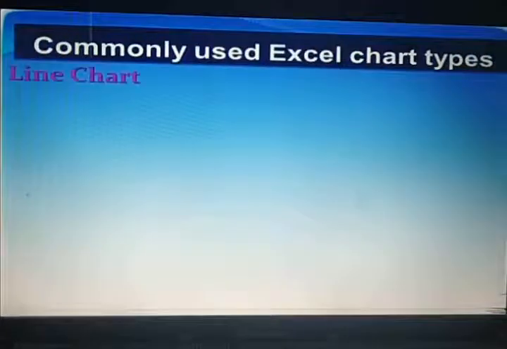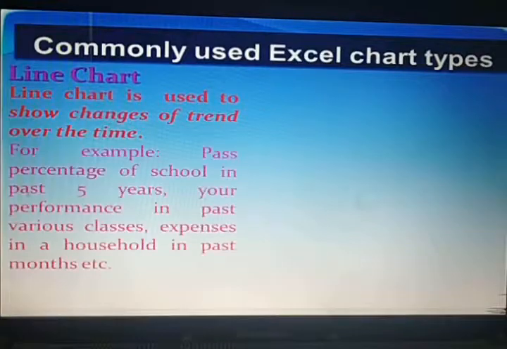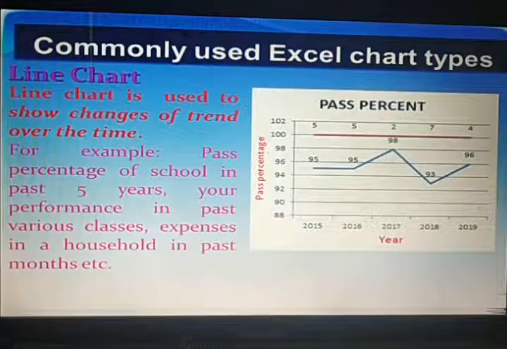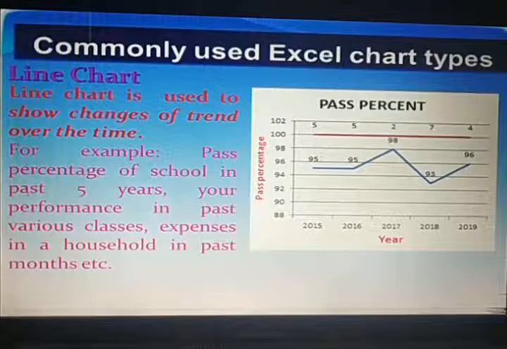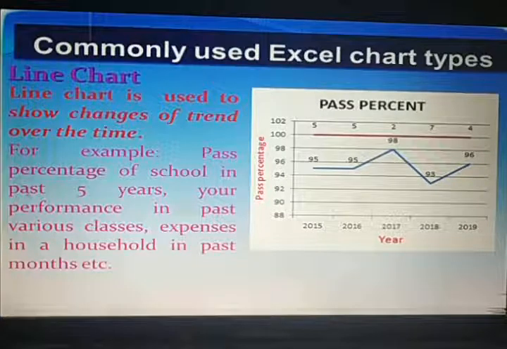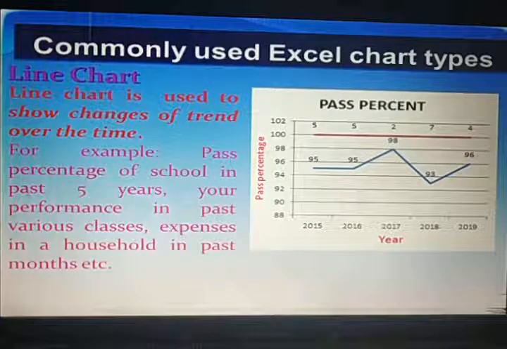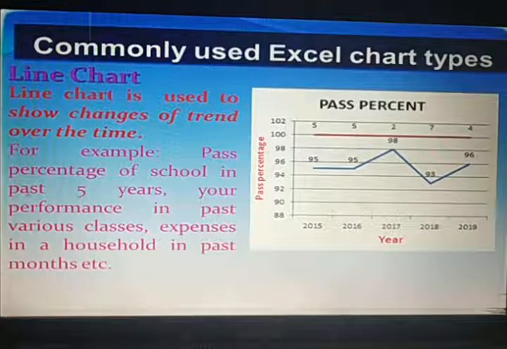The next chart is the line chart. A line chart is used to show change or trend over time. For example, pass percentage of a school in the past 5 years, your performance in various past classes, expenses in a household in past months. The given line chart shows that in 2019, the school has improved a little from 93 to 96% and is yet to improve to achieve 98%.